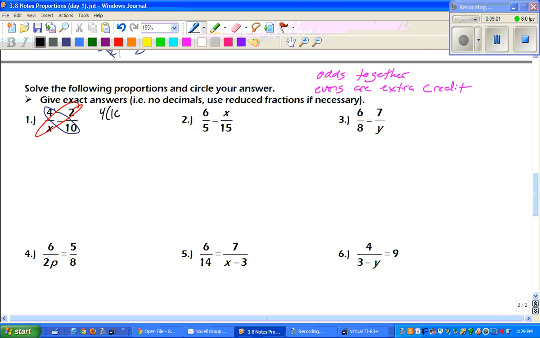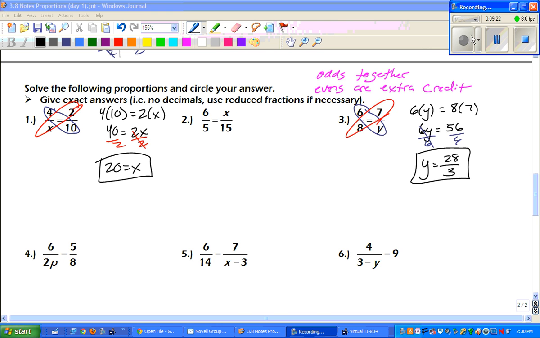So cross multiply. So it's going to be 4 times 10 equals 2 times x. 40 equals 2x. Divide by 2. You get 20 equals x. All right, go ahead and pause 3 and see what you get.